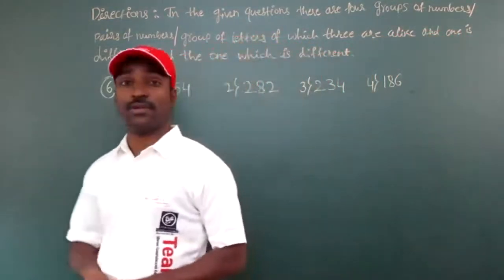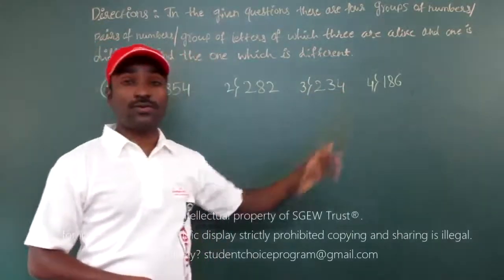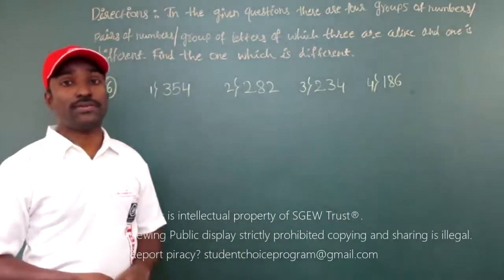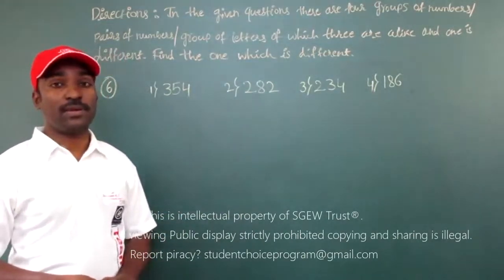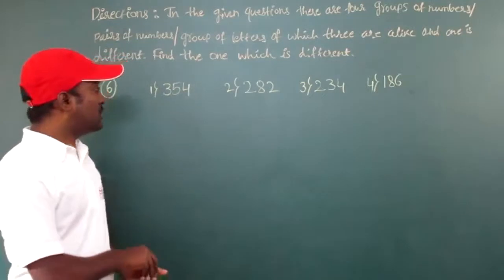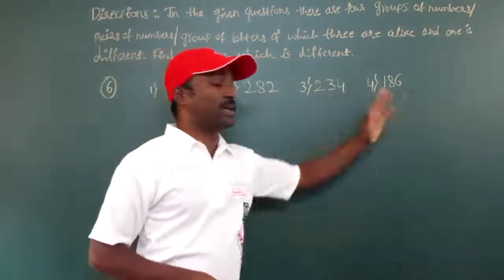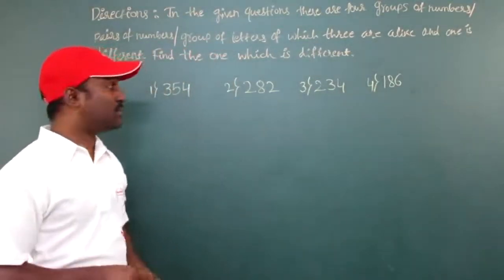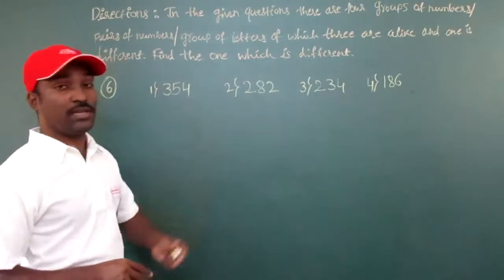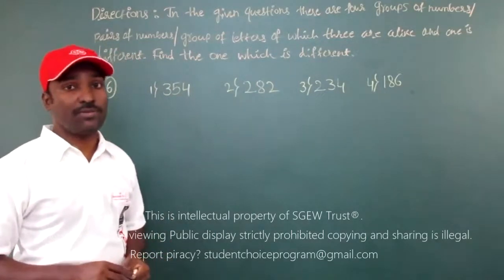So here they have given 4 options, first, second, third, fourth. Out of these 4 options, 3 are alike, 1 is different. So we have to find that different one. That will be our right answer. So this is the question: 354, 282, 234, 186. Out of the given 4 options, 3 are alike, 1 is different. So how are the 3 alike and how is the 1 different? That has to be found.